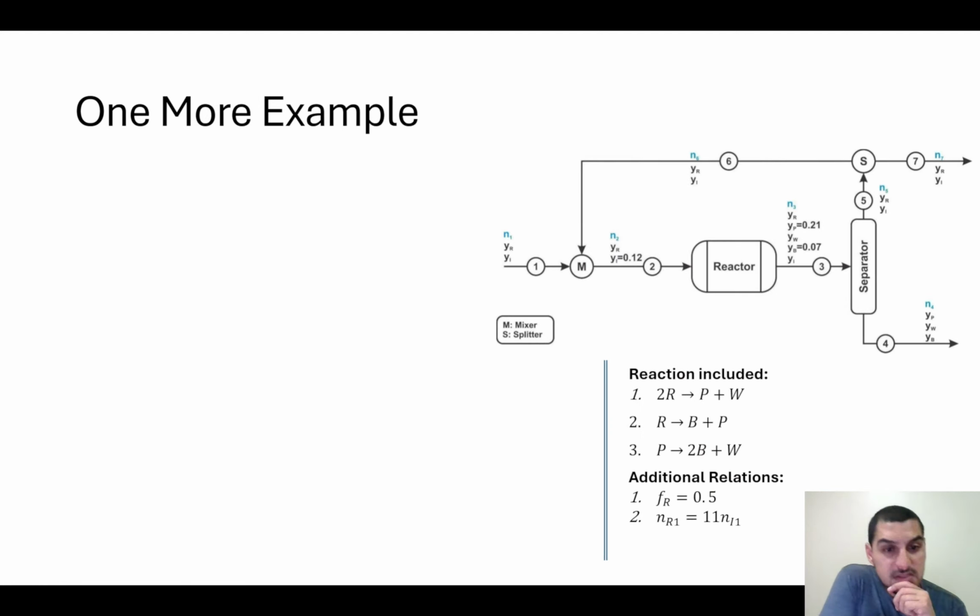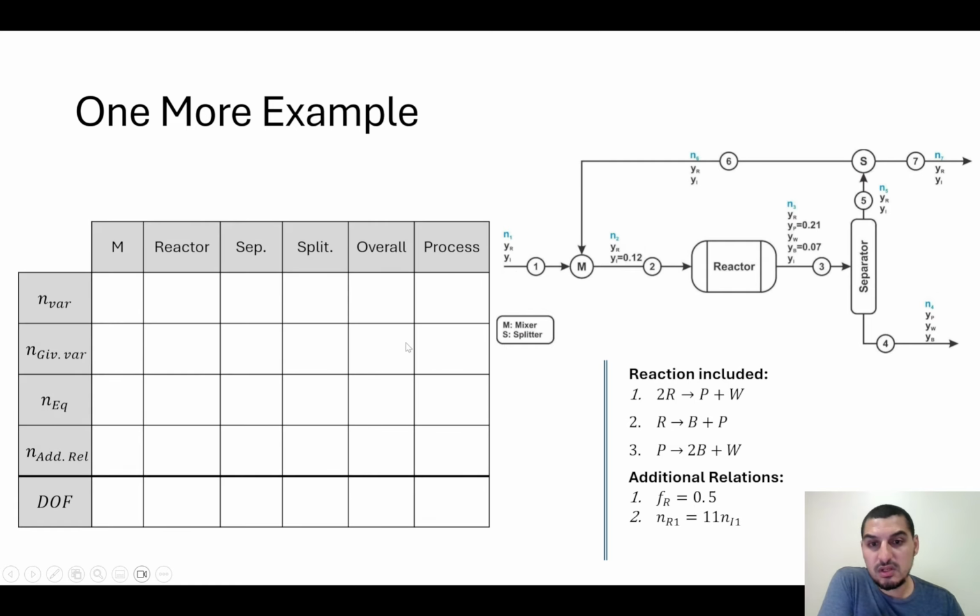Now let's look at this example here. We have three reactions in a reactor, and we have two additional relations, the fractional conversion and the relation between R and N in stream number 1. And this is the single pass conversion, if I'm not mistaken. So for the table, for the mixer, we have 6 variables. The number of given variables is 1. The number of equations is 2, and we have one additional relation, which is the second one, which makes the degrees of freedom equal 2.